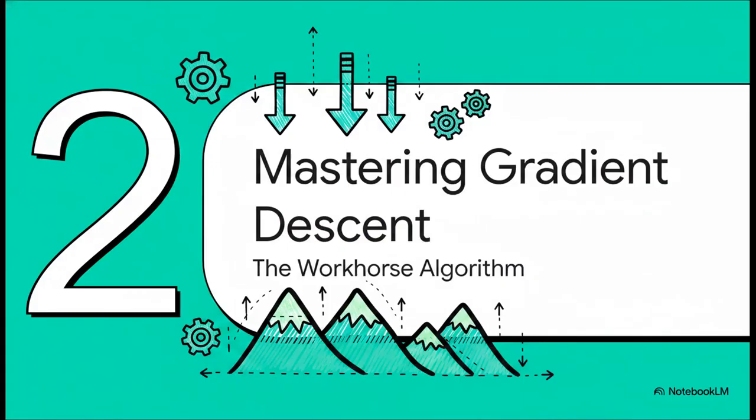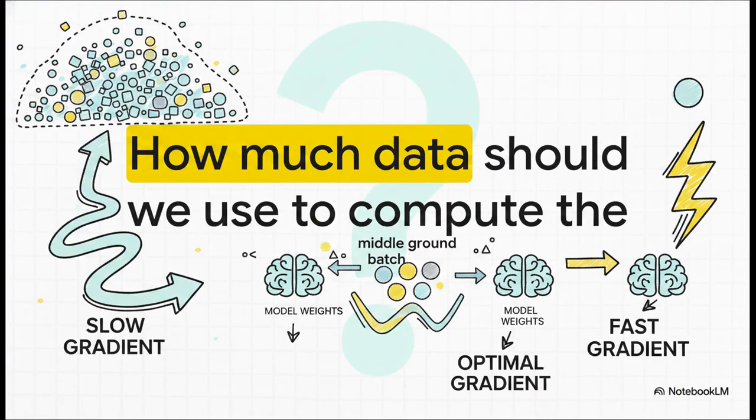Excellent. You've nailed the calculus fundamentals. Now let's move from theory to practice. Let's talk about the absolute workhorse algorithm of machine learning, gradient descent. So we know we need the gradient to tell us which way to step. But to calculate that gradient, we need data. And here's the practical question. How much data do we use for each step?